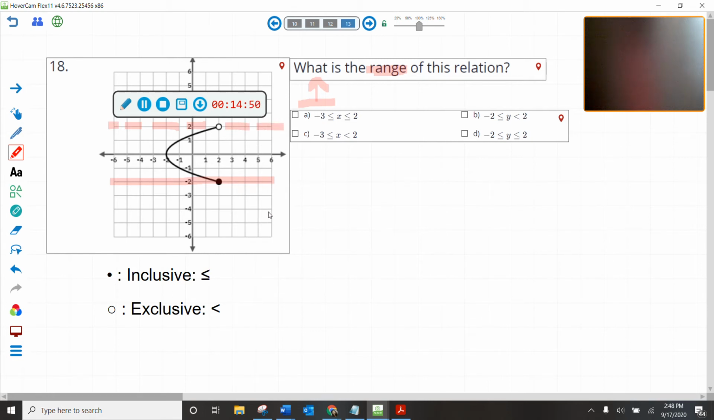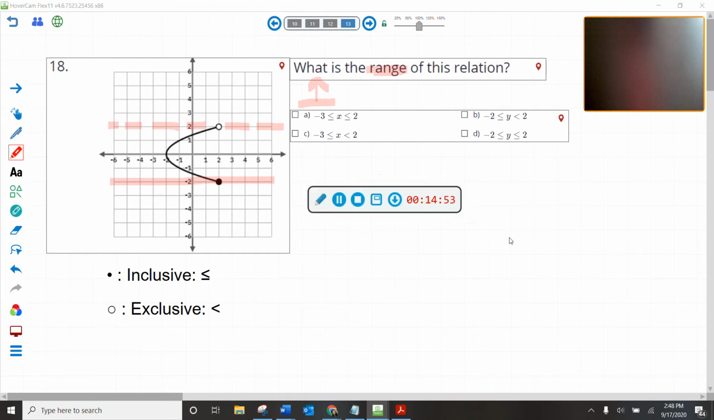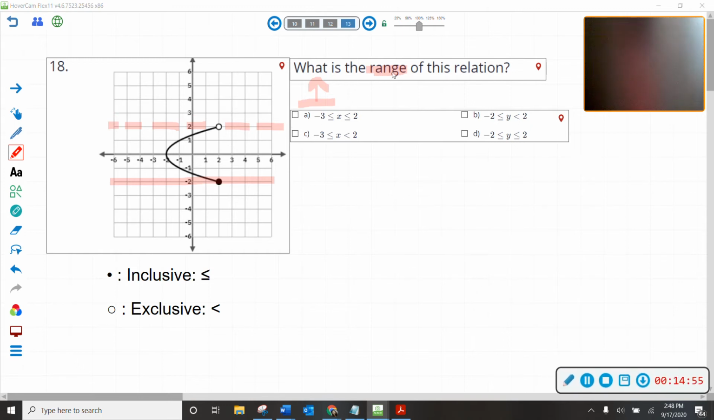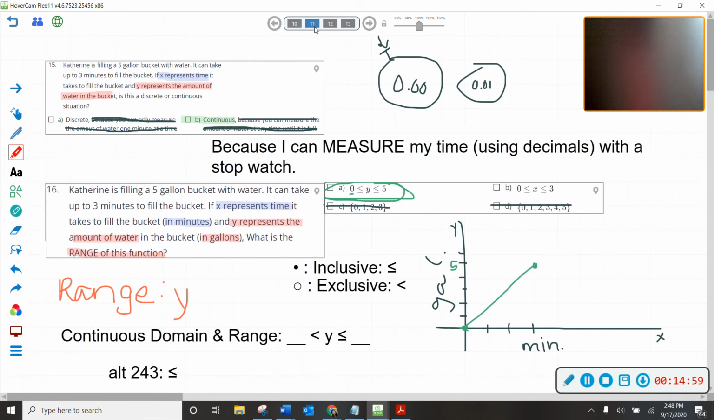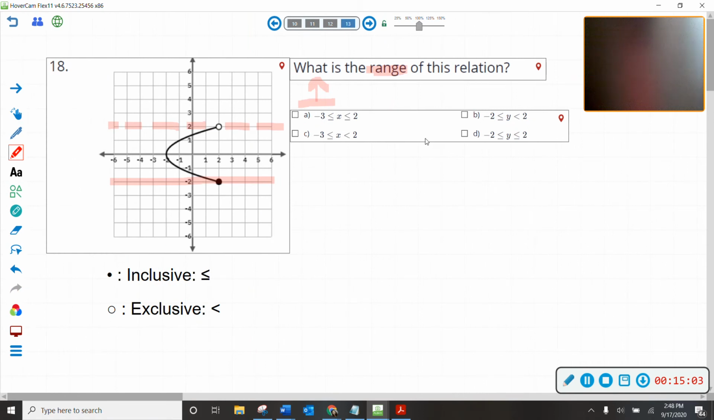Okay. Now, again, taking a look at our question, it says range. And we said range are y values. So that tells me that I can go ahead and eliminate a couple of these. And that would be these two because they have x's. Whew, that makes it a lot easier.